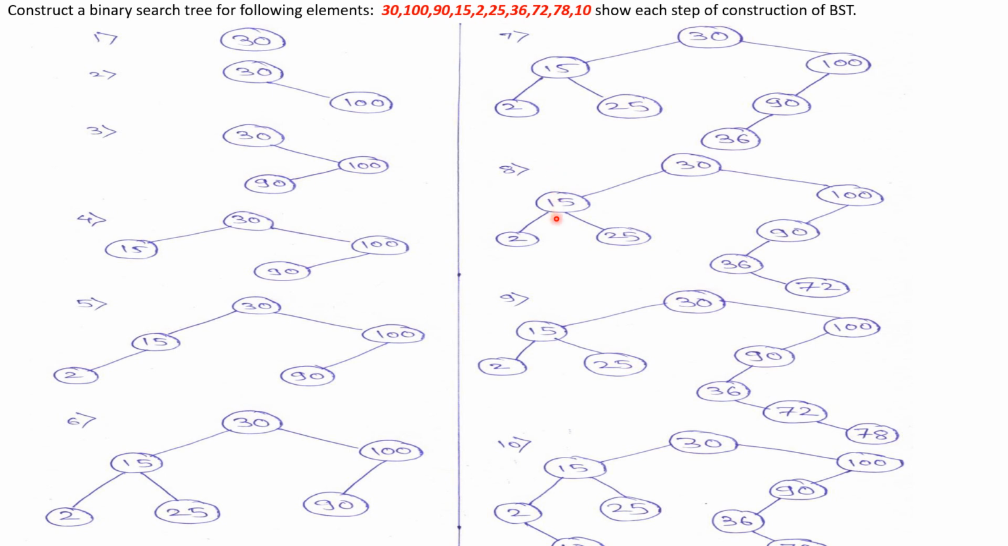This last element is on the right side of the tree. So we will get this binary tree finally. It is 30, 15, 2, 10, 25. Then 30, 100, 90, 36, 72, 70. Okay.